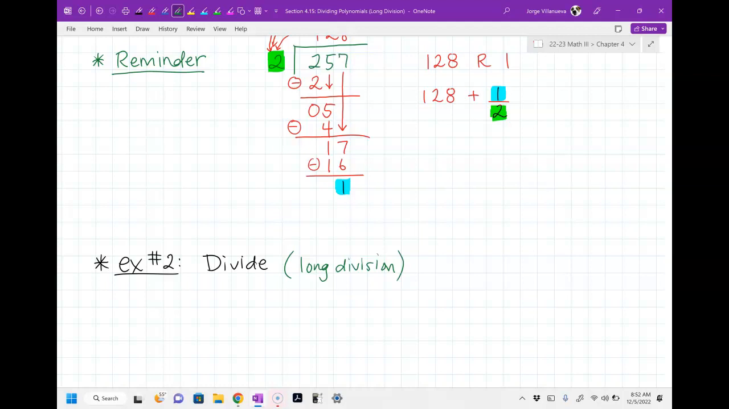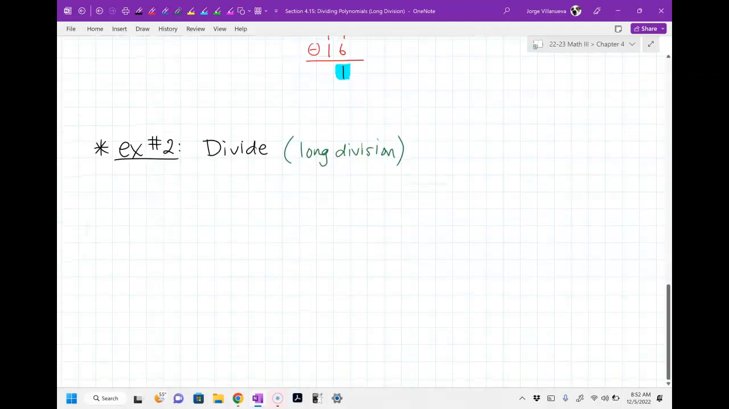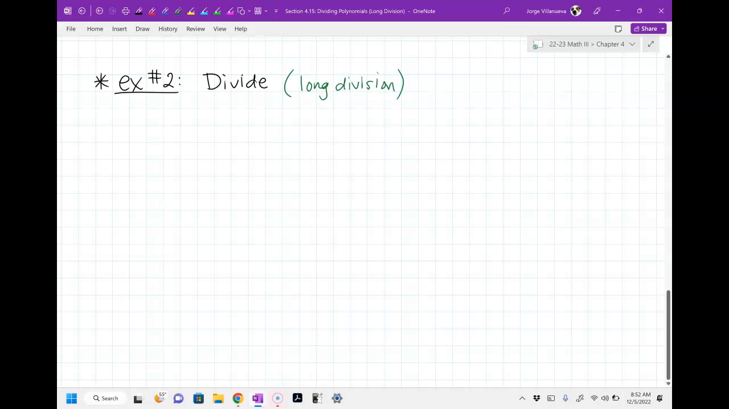Now the nice thing is if you don't like long division, the next time I teach a lesson, I'm going to teach you guys synthetic division, and you should like that. That's way faster, way easier. Okay, but sometimes synthetic division doesn't work, so you have to learn how to use long division.